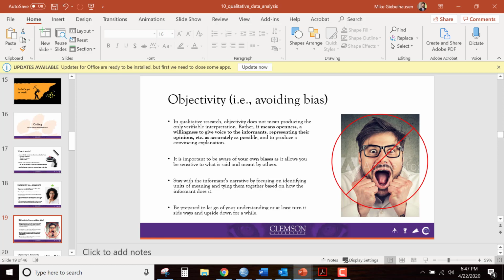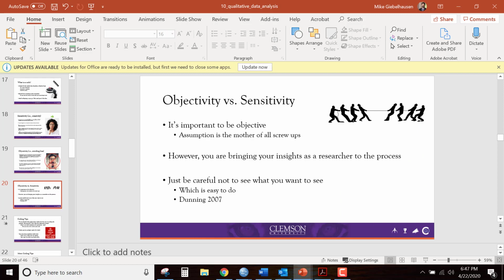And again, avoid this bias, which tends to be one of the biggest problems. All right, so it's important to be objective, but at the same time, you're trying to be creative, which is kind of a tough thing to do.